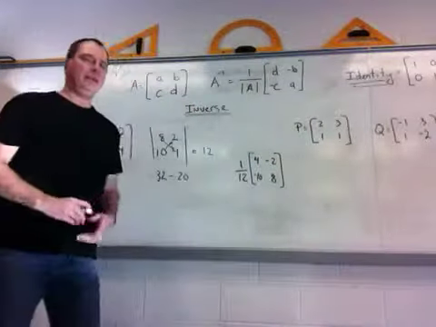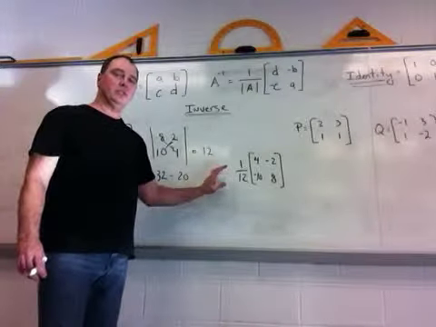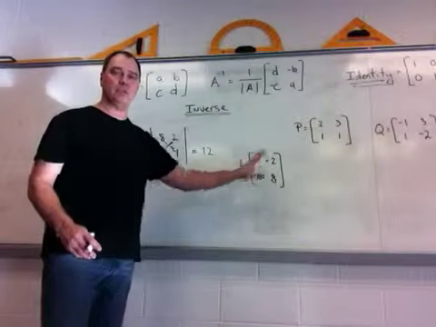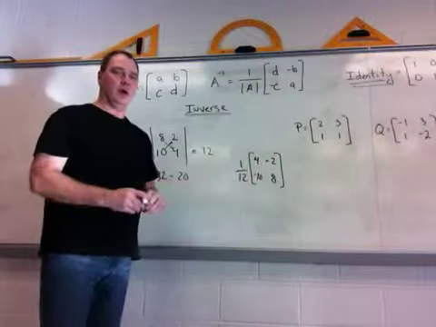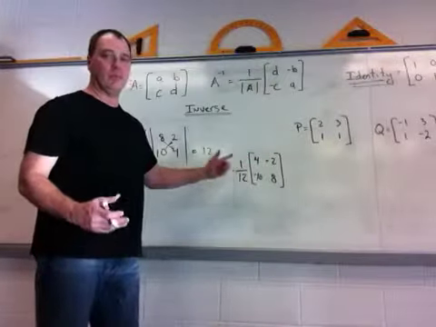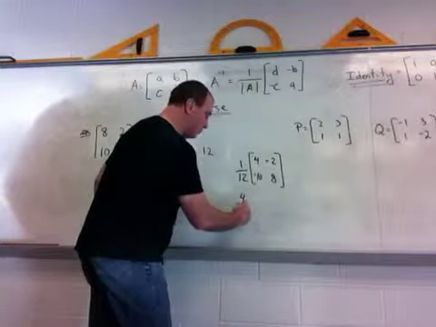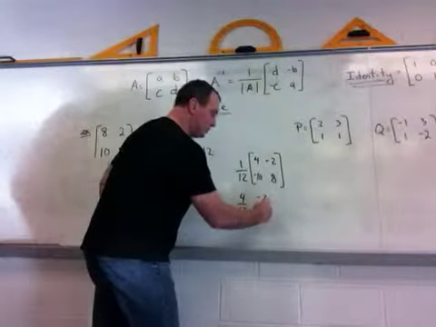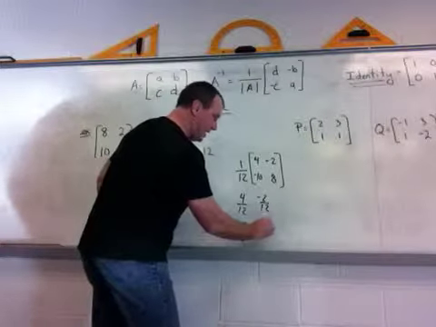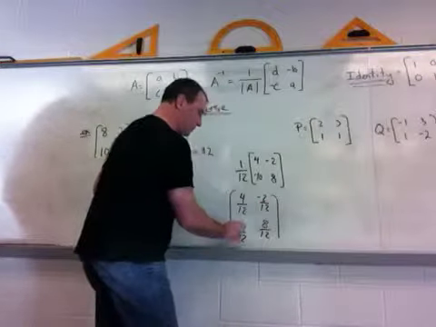Now, if there is a quantity on the outside of a matrix, what we usually do is distribute it by multiplying. So we're going to take 1/12 times all of those values, which really would result in putting these whole numbers over 12. So I would have 4 over 12, -2 over 12, -10 over 12, and 8 over 12.